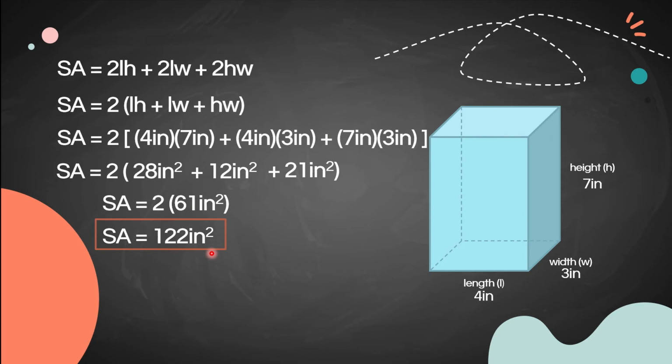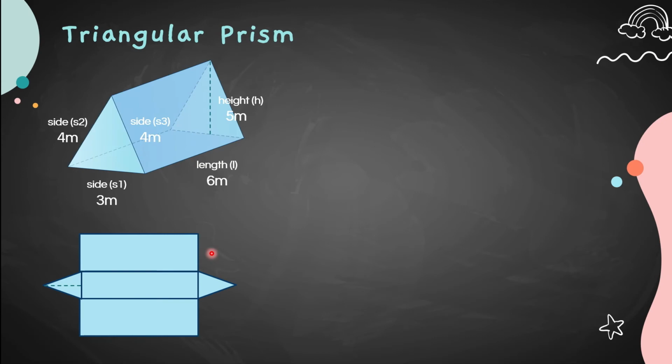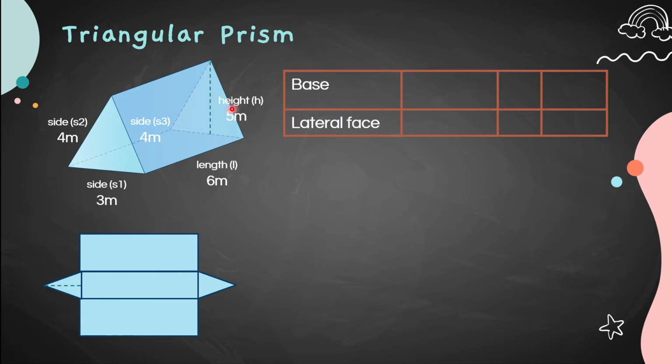Next is to find the surface area of a triangular prism. So let's unfold first the figure. And then we all know that the bases of this figure are in the shape of triangles. So we have 2 bases which are triangles. And to find the area of a triangle, we are going to use the formula base times height divided by 2. And then we have the lateral faces. So these are the lateral faces of this figure.